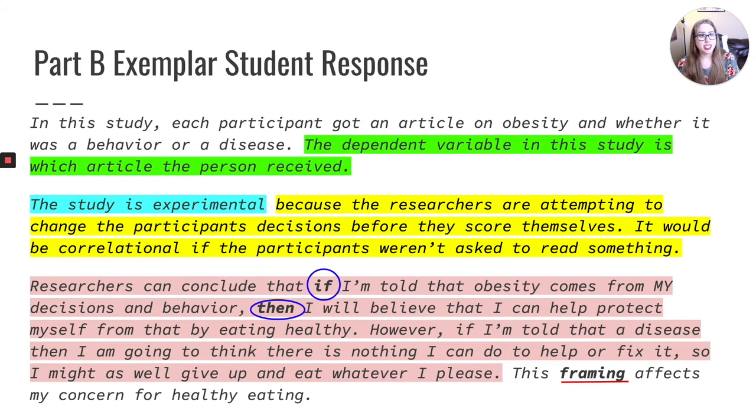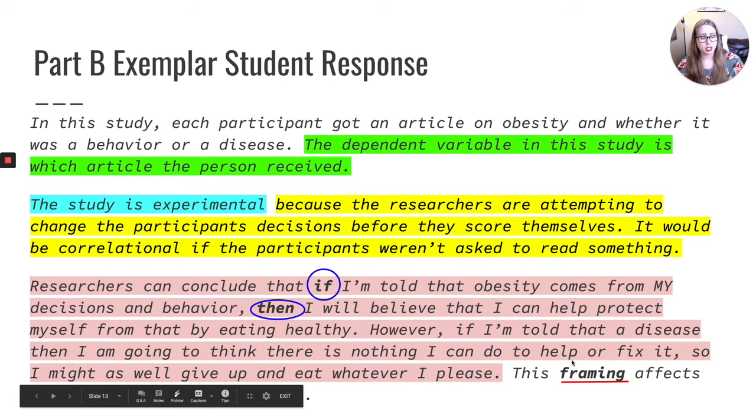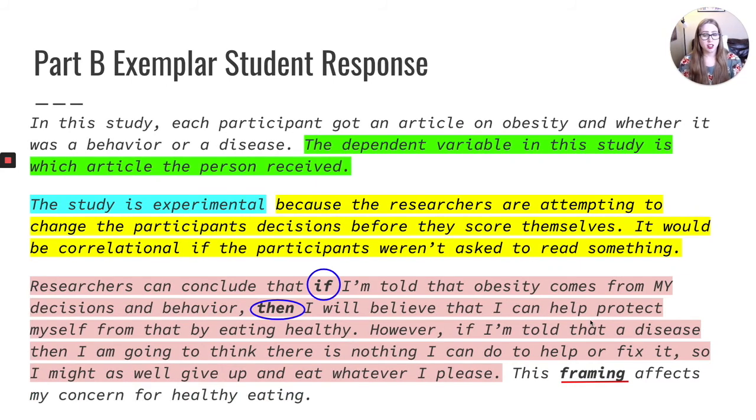They use an if-then statement to drive their point home about what the researchers can conclude about this study. They notice that they do it both ways, right? They can conclude that if I'm given this pamphlet, I'll think one thing, and if I'm given the other pamphlet, I'll think a different thing. They also take this extra step here, saying this framing affects the individual's concern for healthy eating, and that just really solidifies that they're going to get their point here. This is an awesome student response to Part B.